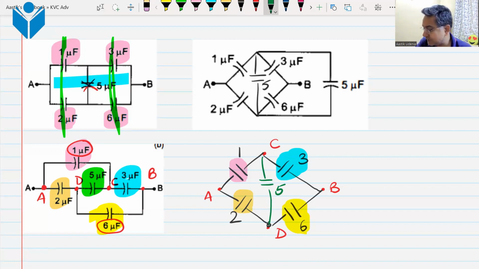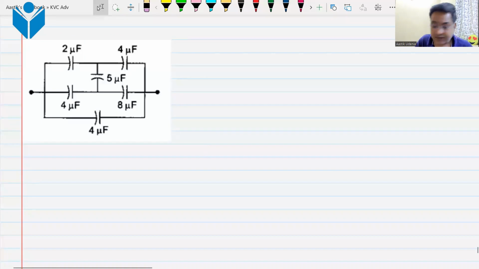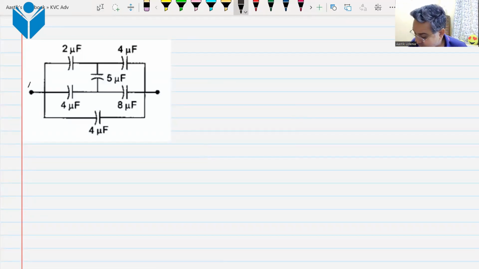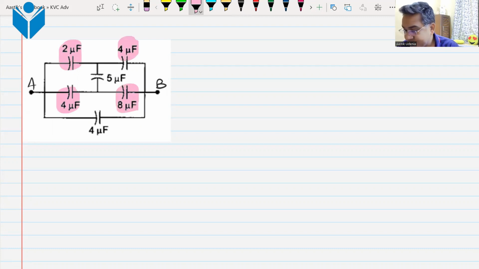This is the next question. You have to find the equivalent capacitance between points A and B. I'll give you 2 minutes to do this. So how are we supposed to do this? You look at this 2, you look at this 4, you look at this 4 and you look at this 8. What do you understand from there? That is a balanced Wheatstone bridge, and this 5 gets cut.